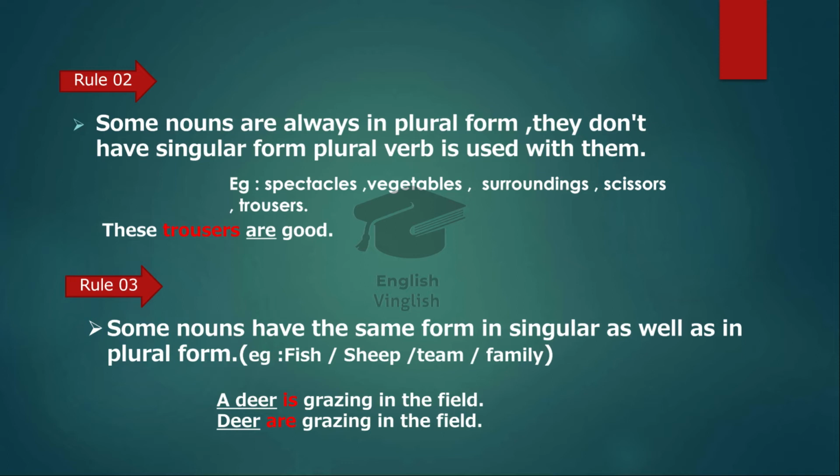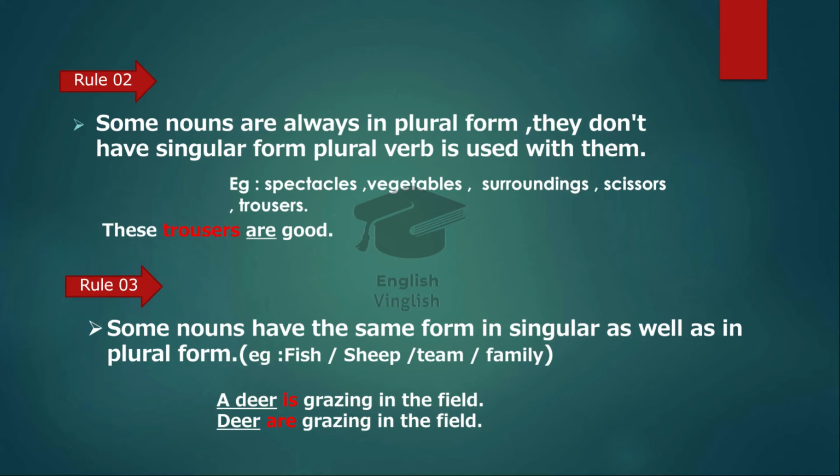Some dresses, trousers, pants. There are some illnesses also. They also exist in plural form. They don't have a singular form. Measles, mumps. See the example given under that. These trousers are good. Trousers is a noun always in plural form. It doesn't have a singular form. So, in this sentence, we have to use plural verb. These trousers are good.